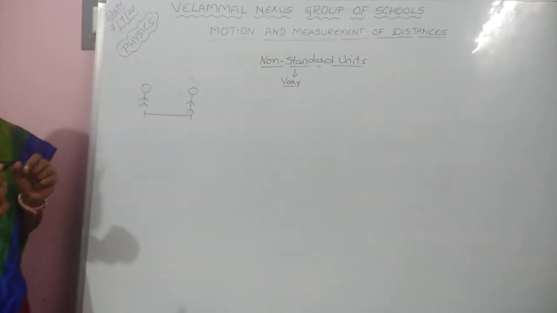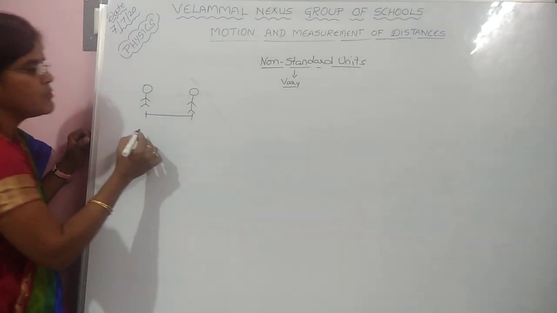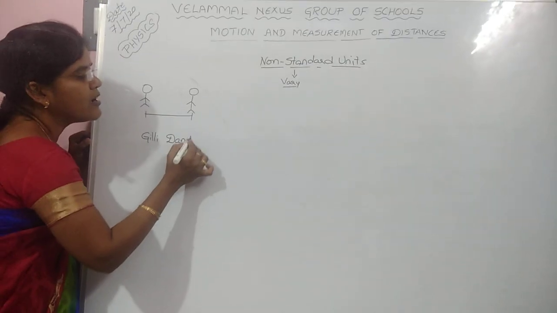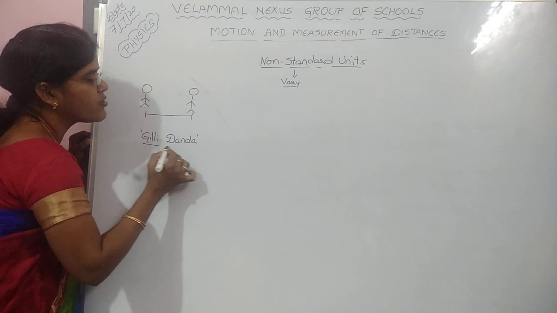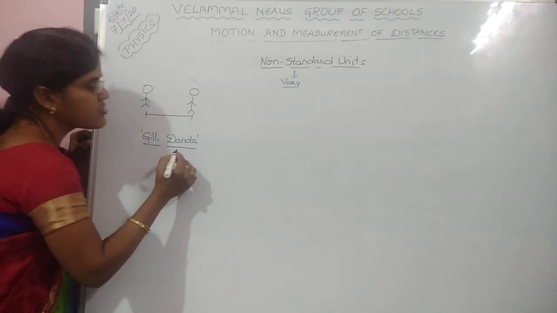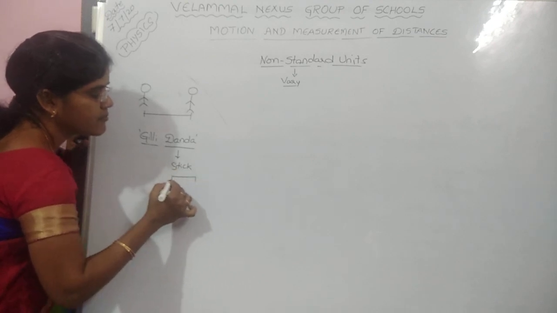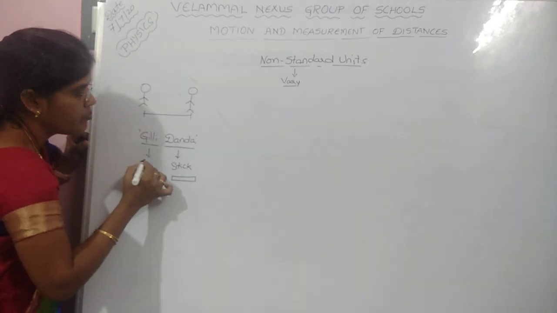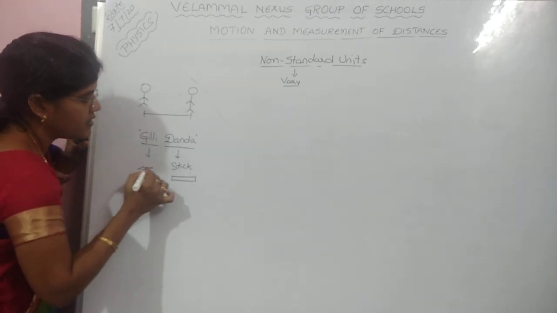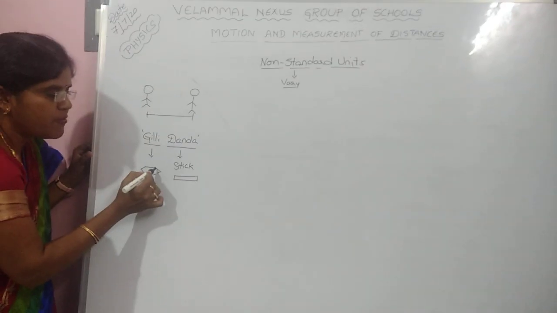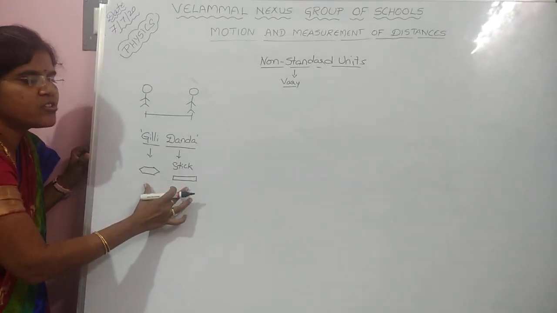Now, the teacher suggested that they divide the bench equally using Gilli Danda. What is meant by Gilli Danda? Gilli Danda is a very traditional game. Danda means stick. Gilli means small stick. It will be like this. How did they play this? Using this stick, they hit on this, it jumps, and they strike it. It is one of the oldest traditional games.